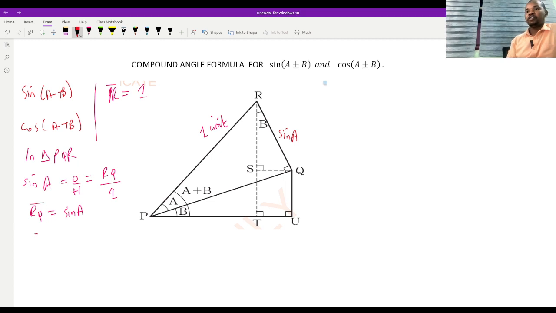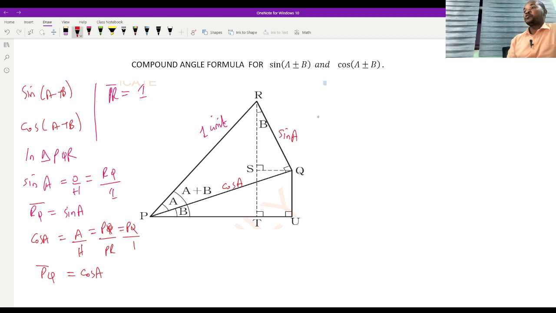But also cosine A. Cosine A will be adjacent side over hypotenuse side, and adjacent side is going to be PQ over PR, and PR is 1, so we are talking of PQ over 1. From this, actually, we see that PQ will be equal to cosine A. So this can be written as cosine A.